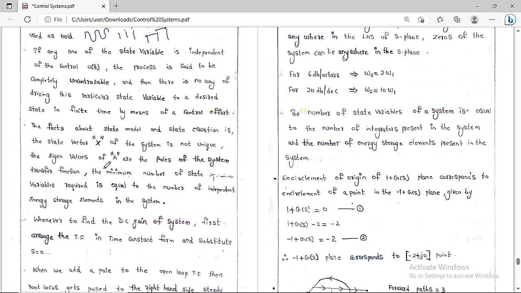It is not a unique one. Similarly, the state model is also not unique. Whereas the eigenvalues of the matrix A are the poles of the system transfer function.